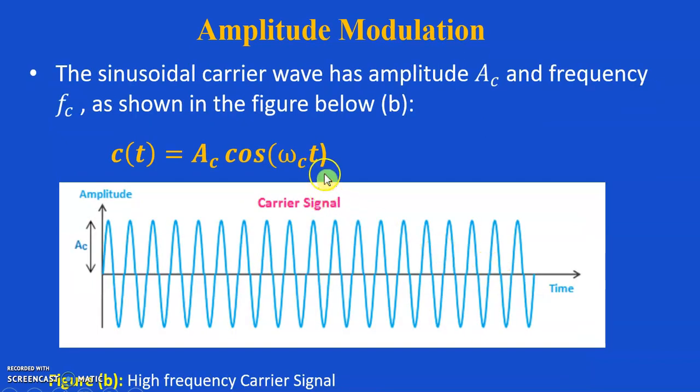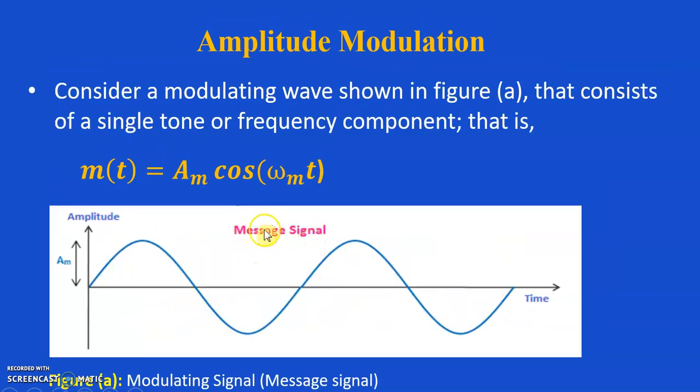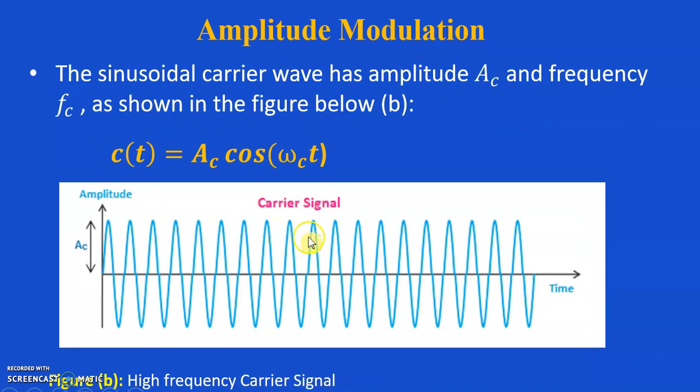Another signal, which is a sinusoidal wave, has an amplitude of Ac and frequency fc. This signal has a much higher frequency than the message signal. So the carrier signal has a much higher frequency than the message signal.